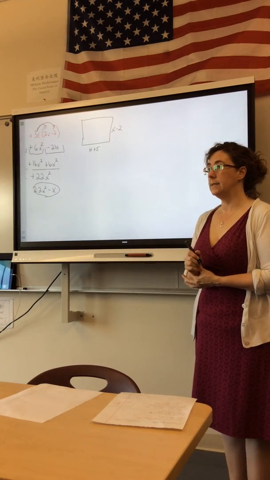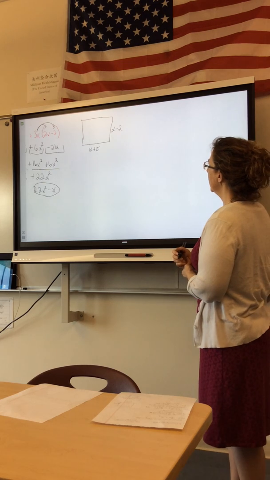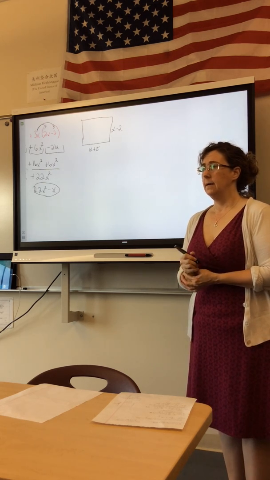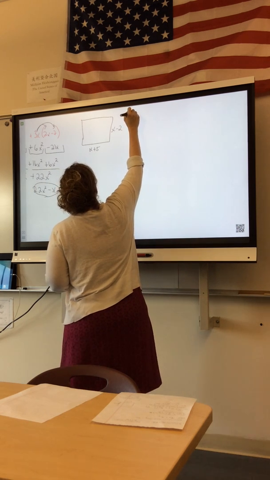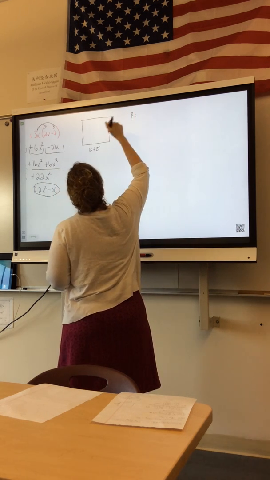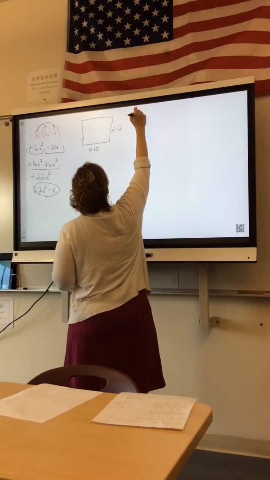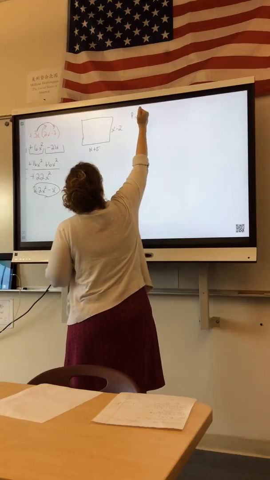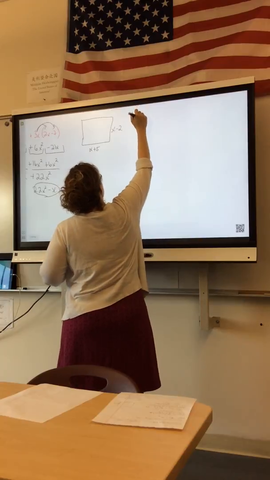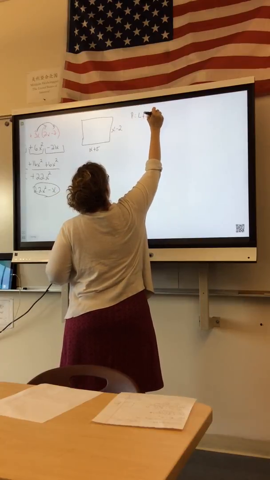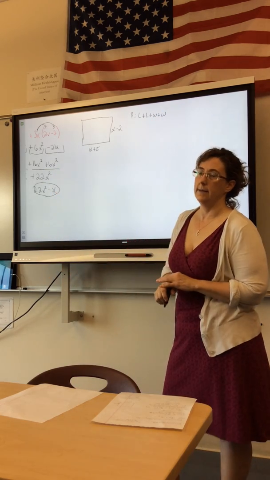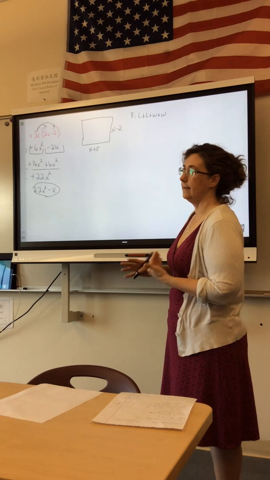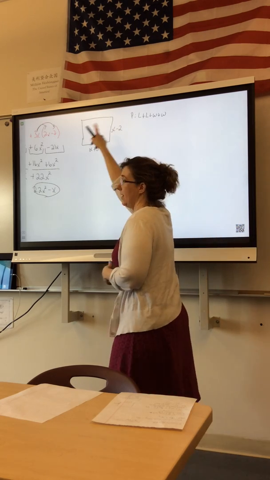Now I can use the combining like terms to solve for perimeter. So we know that the perimeter of any rectangle is length plus width, or length plus height plus height. So it's base plus the height, plus base plus the height. You're just adding up all the sides.